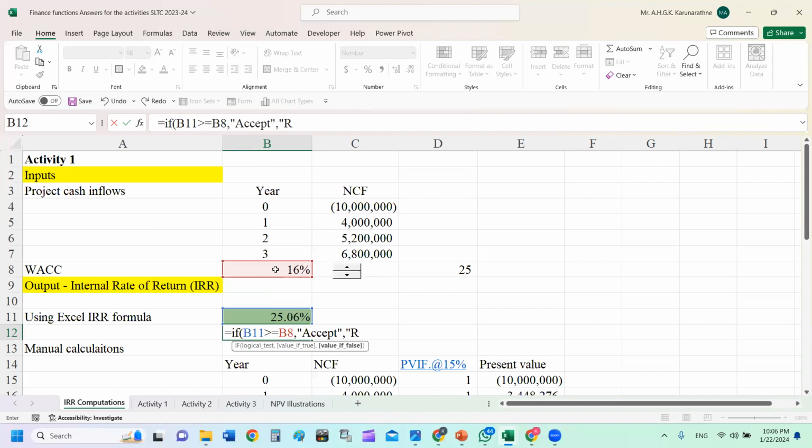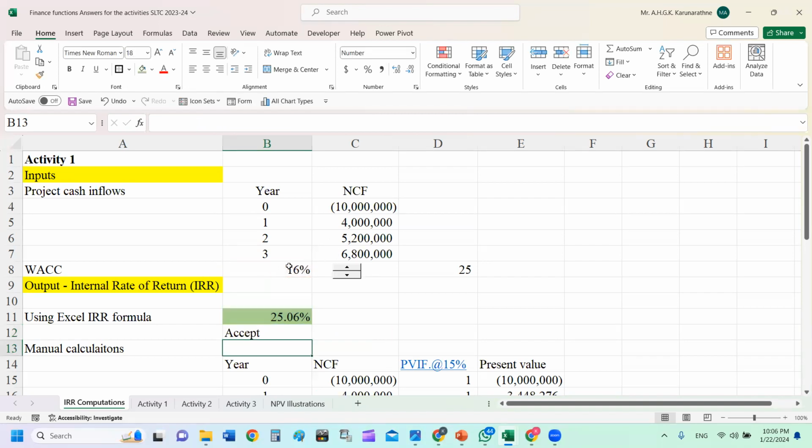If not, reject. Close the bracket, hit enter. Accept. In case your cost of capital is 30%, then that is reject. Why? Your cost of capital is 30%. Expensive. 30% cost of capital.